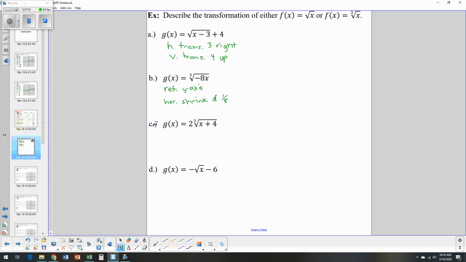If we look at C here, we have a 2 on the outside. That is a vertical and it's bigger than 1, so it's a stretch of 2, factor of 2. And inside with the x, we have plus 4, so we know inside is really our horizontal translation. And we do the opposite, so plus 4 really means to the left 4.